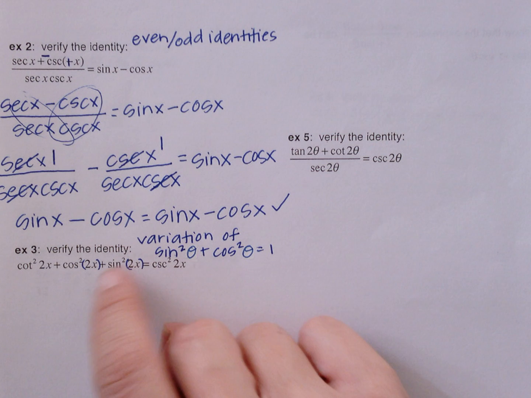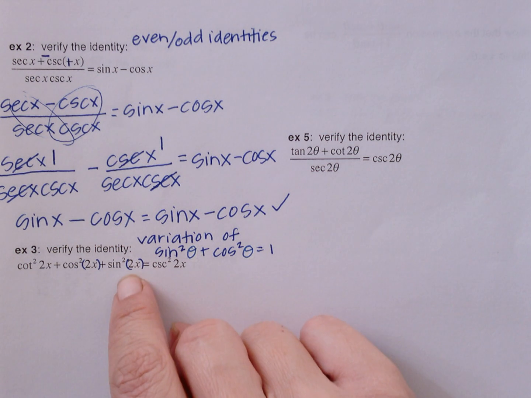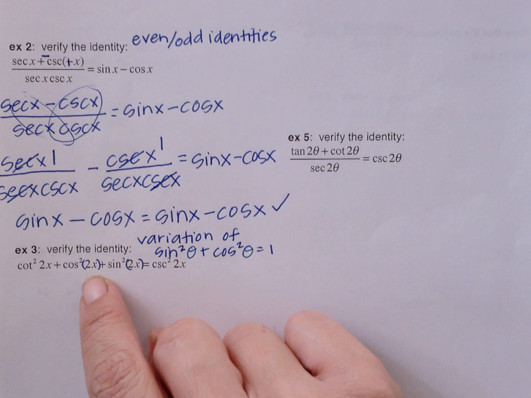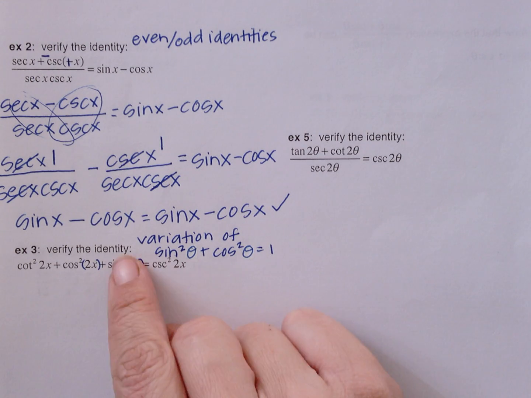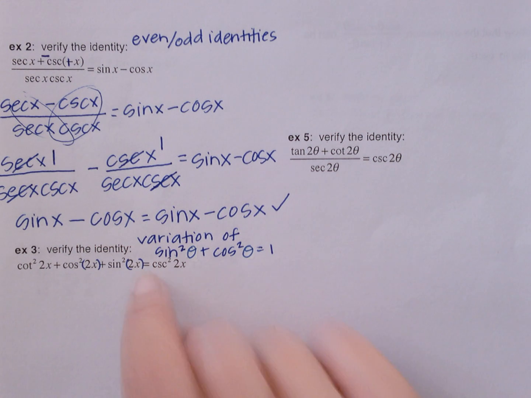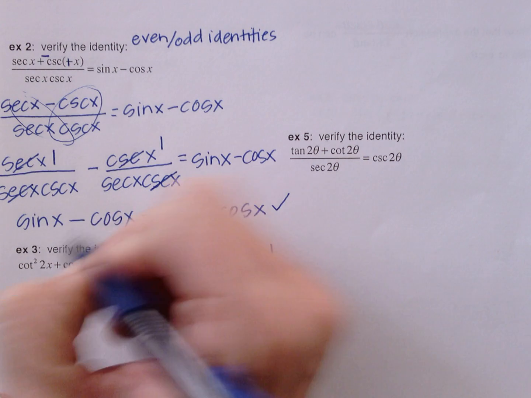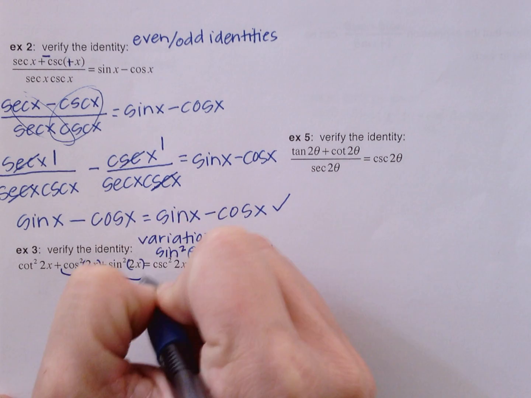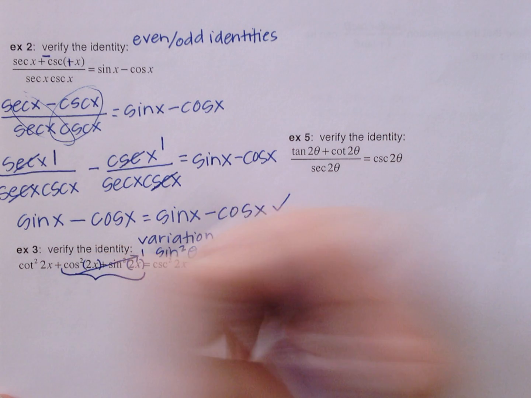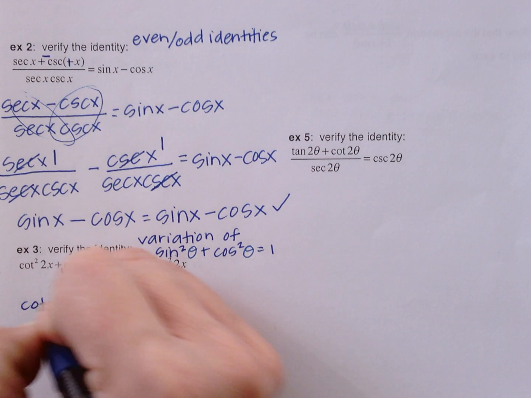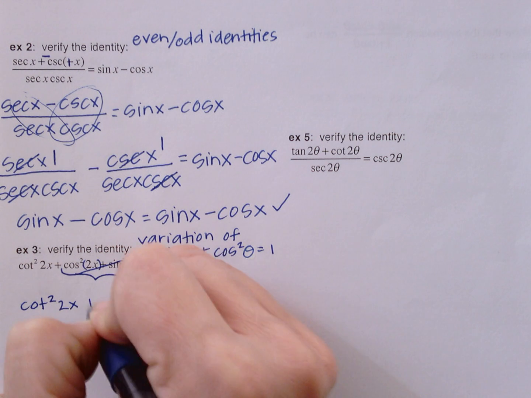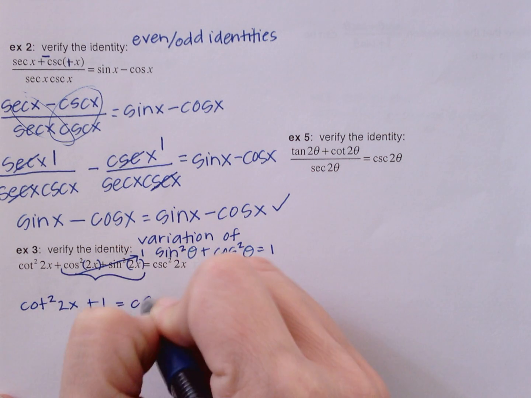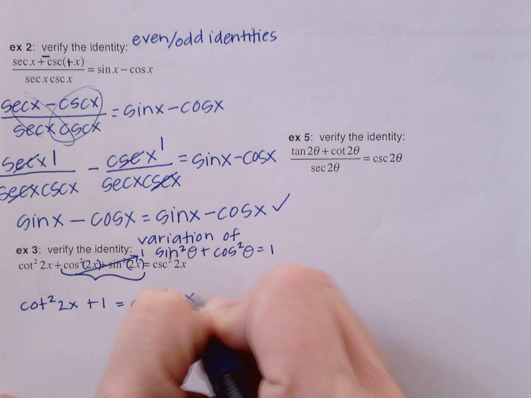So really, you're still doing cosine squared of some angle plus sine squared of the exact same angle, which means that we can take this whole thing here and make it 1. So this would be cotangent squared 2x plus 1 equals cosecant squared 2x.